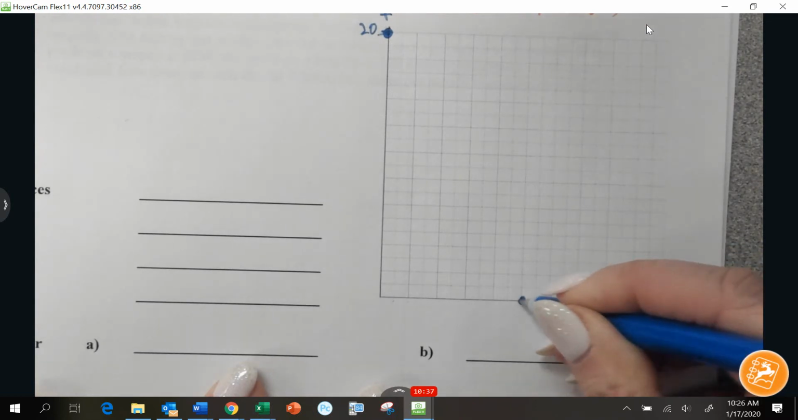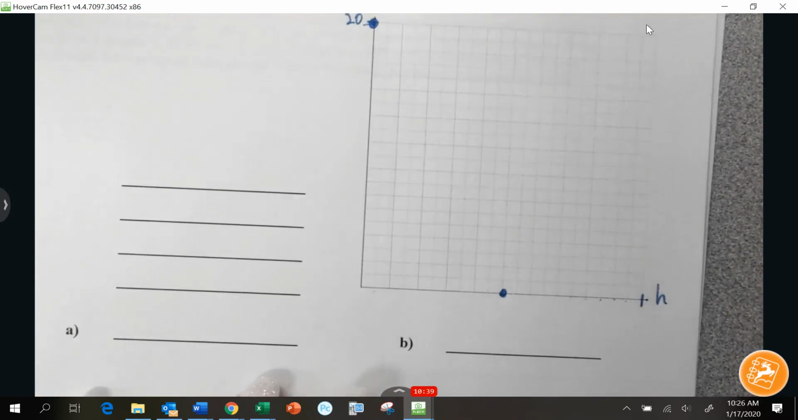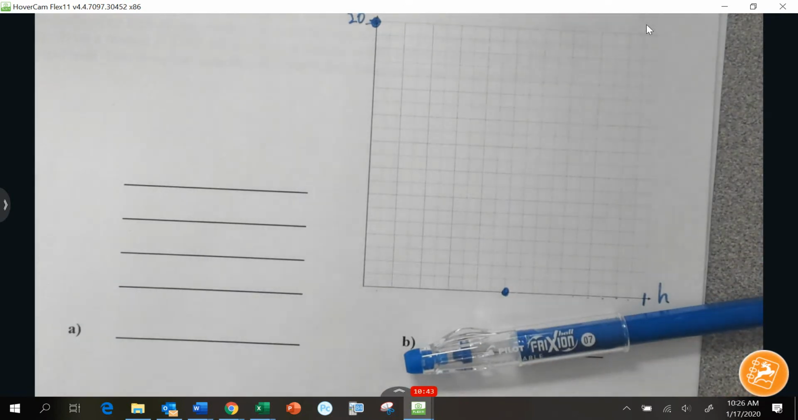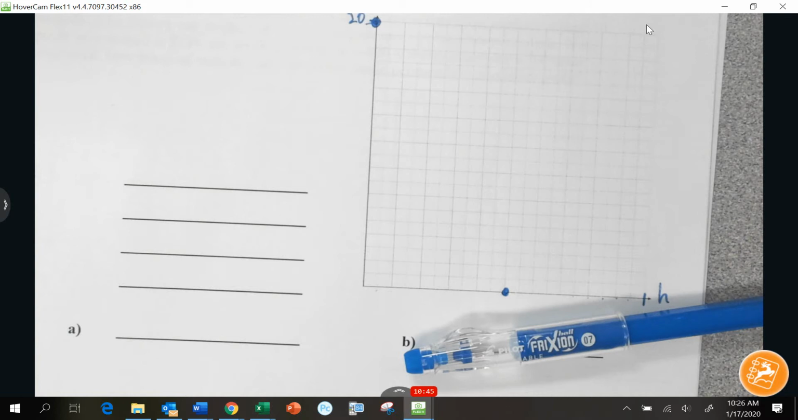Do you guys have straight edges out, or do we need to grab some? Some of you have one. There's one right there, because my other classes can't clean up after themselves. Here, take them.